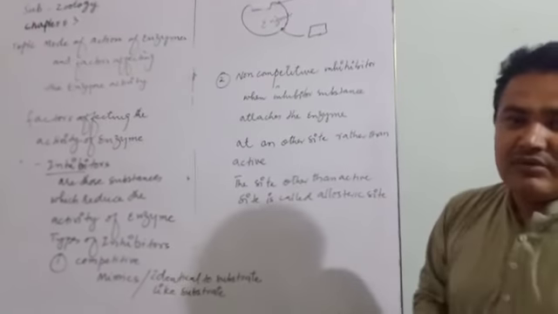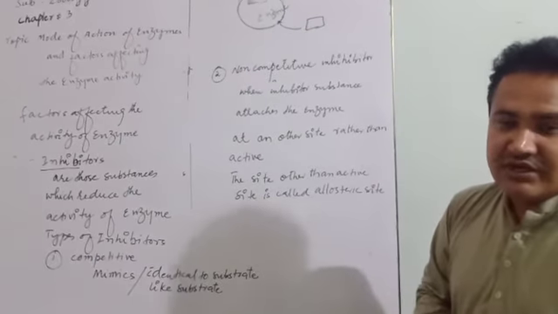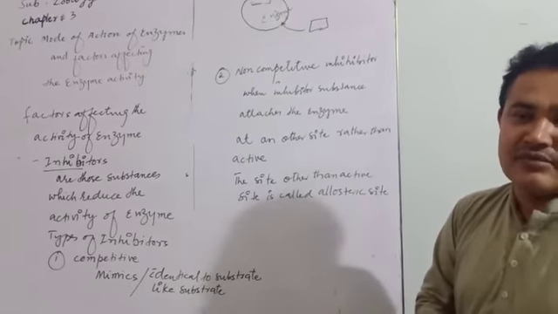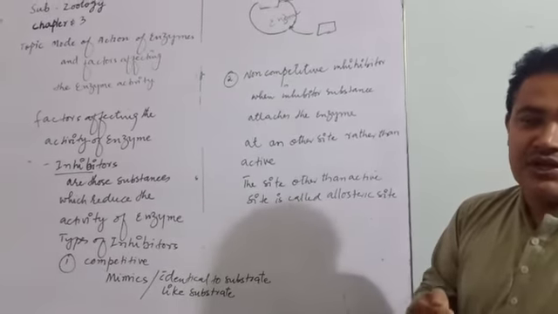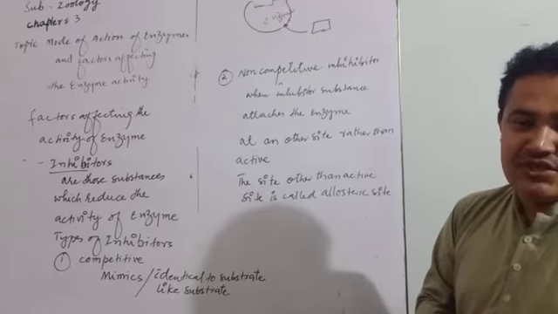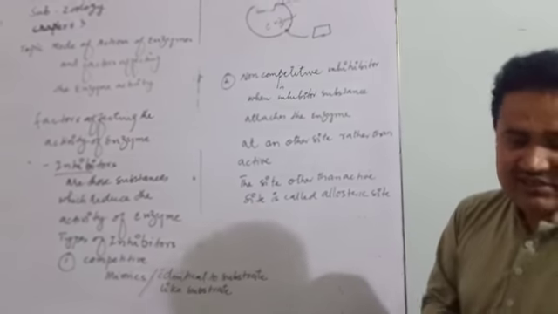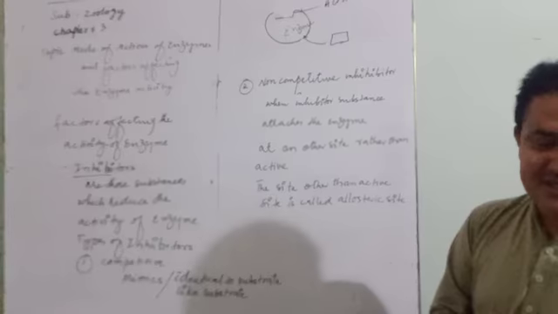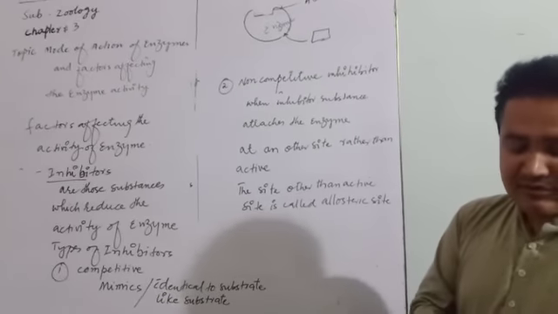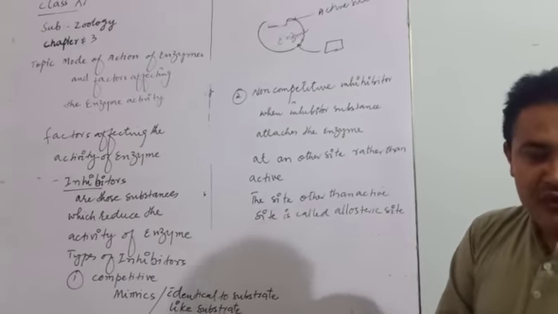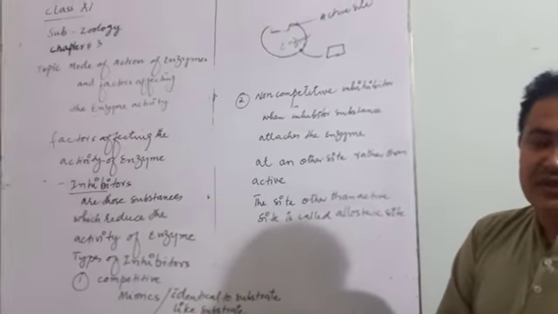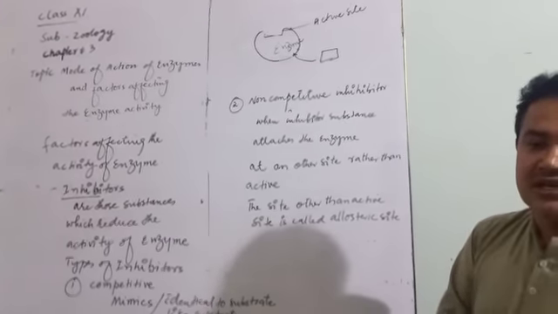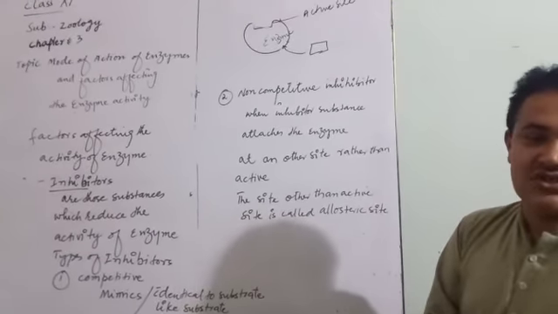Then we have another factor called water. Water is also essential for the activity of enzyme. For example, without water, the germination of the plants cannot take place. Then we have another factor called radiations, and some radiations are very harmful for the activity of enzymes. They can destroy the enzymes, the structure of enzymes.